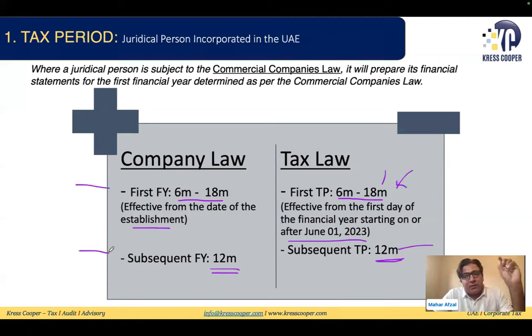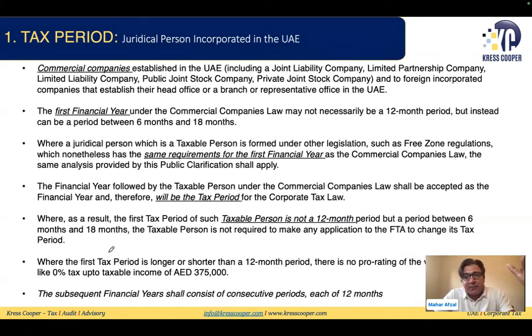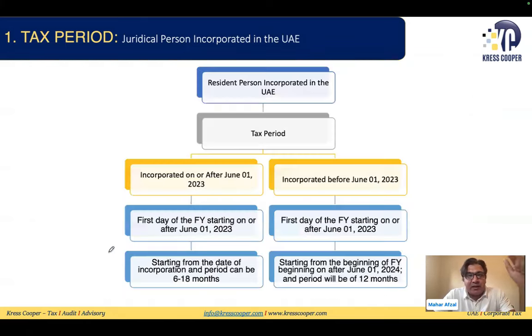Both requirements are the same for the company law as well as for the tax law. As I mentioned earlier, when we are deciding this for a resident person incorporated in the UAE, we look at the tax period: incorporated on or after 1st of June 2023, or before 1st of June 2023. If the company is incorporated on or after 1st of June 2023, as per the commercial law, their first financial year can be between 6 to 18 months. And the same is the requirement for the tax law as well.